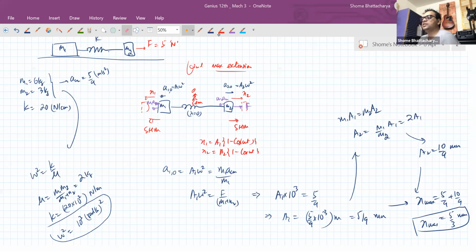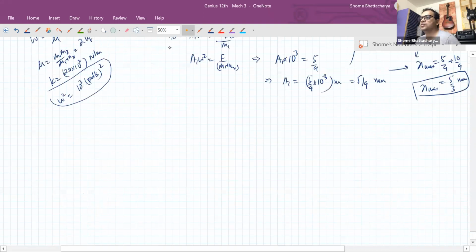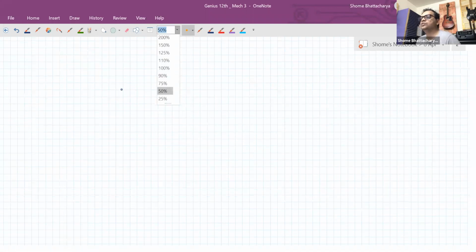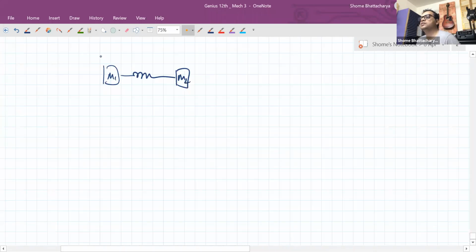Okay. Now by the same method, how will we find the maximum acceleration of the block M1? Now remember, we are applying the force on M2. So here also we have to be very clever. Okay. M1, M2. Now with respect to center of mass, let's say this acceleration is like this.